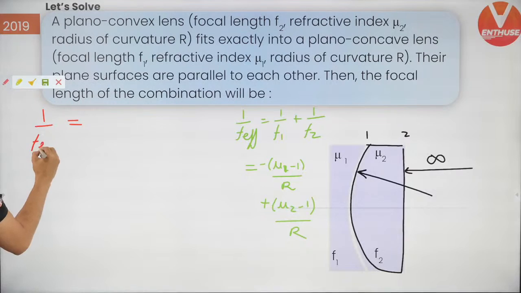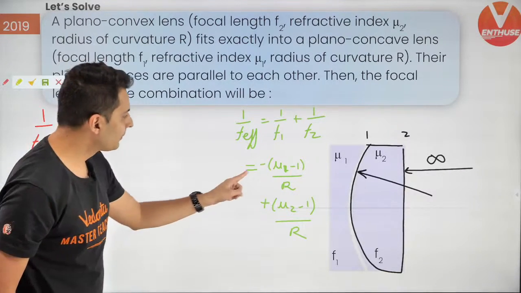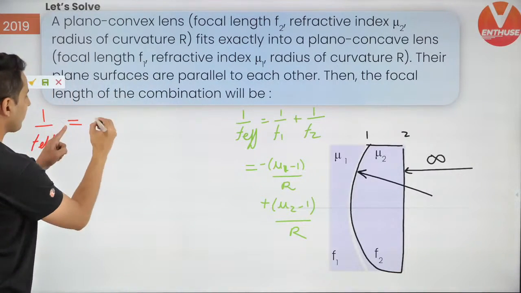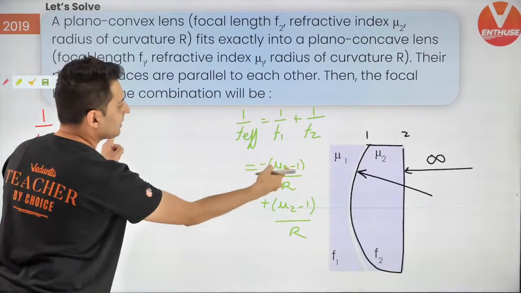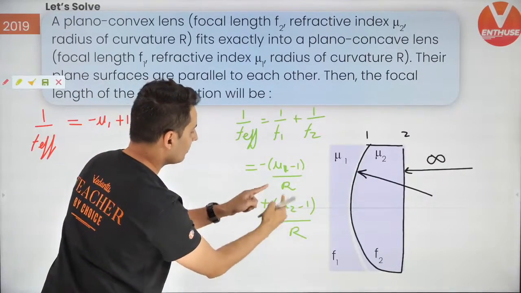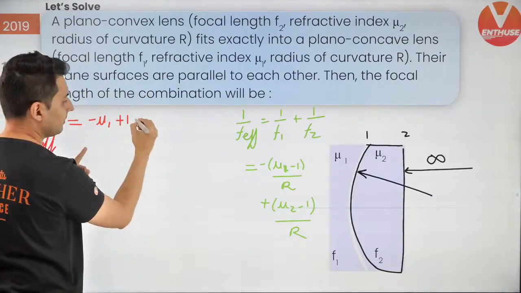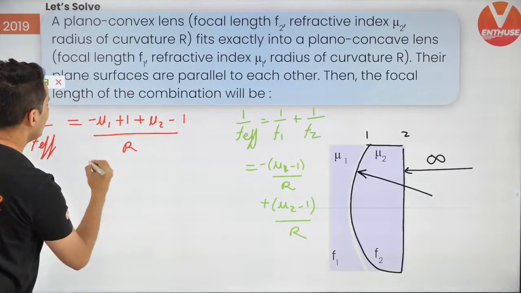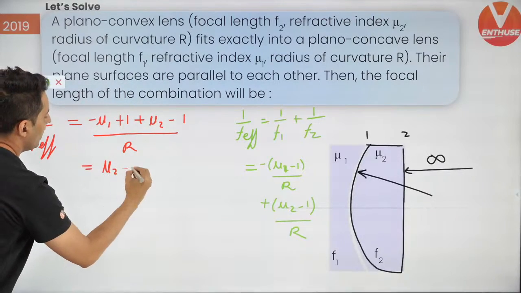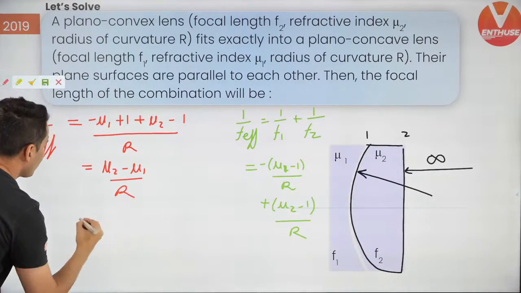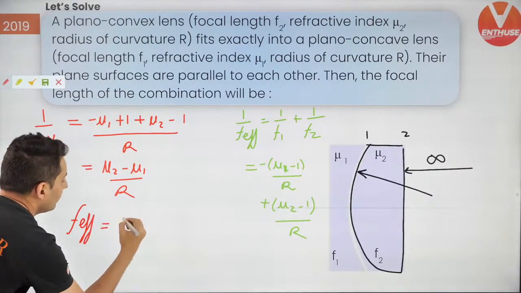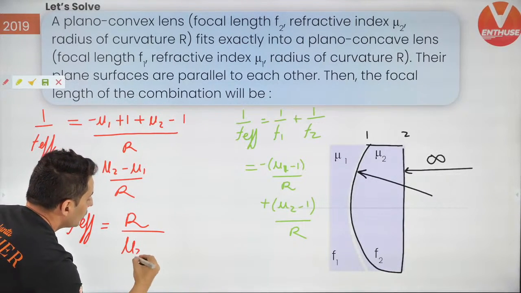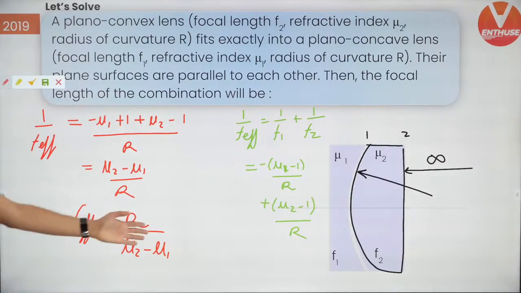1 by f effective is going to be equal to minus mu1, minus minus will become plus. Because the denominator is common, I can just add them. So plus mu2 minus 1 divided by r. So this will become mu2 minus mu1 divided by r. So effective focal length will be r divided by mu2 minus mu1. That's the answer.